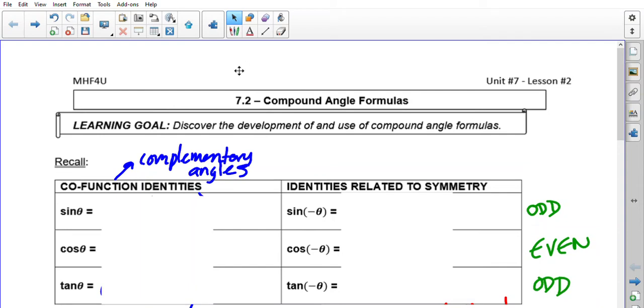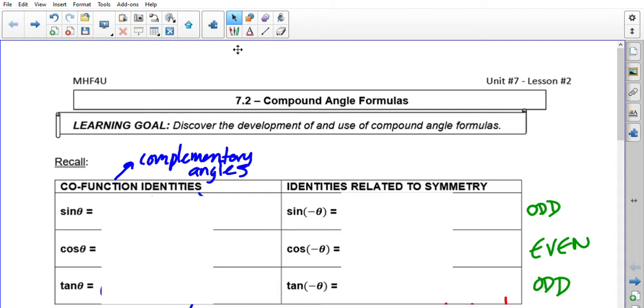Hello class, today we are going to go over Unit 7 lesson number 2, and it's going to be 7.2 compound angle formulas. I know there are a lot of formulas that we learned in 7.1, and just as a warning, there are going to be more. Every lesson kind of develops new formulas, and those are all going to be helpful when we have to work with trig identities this course.